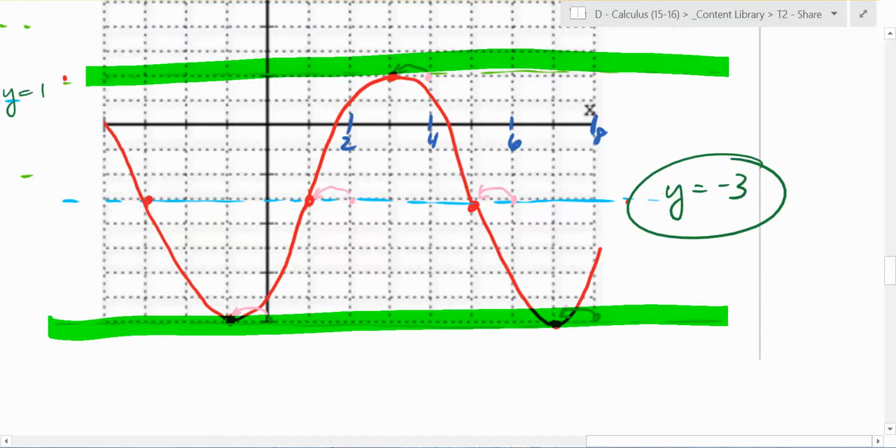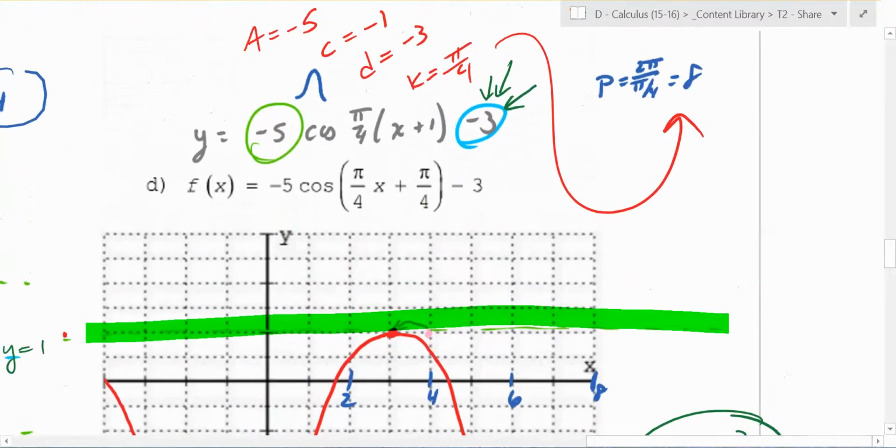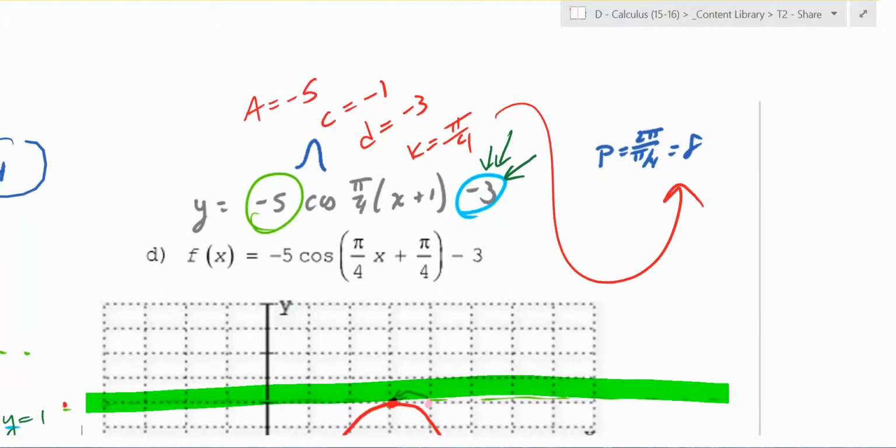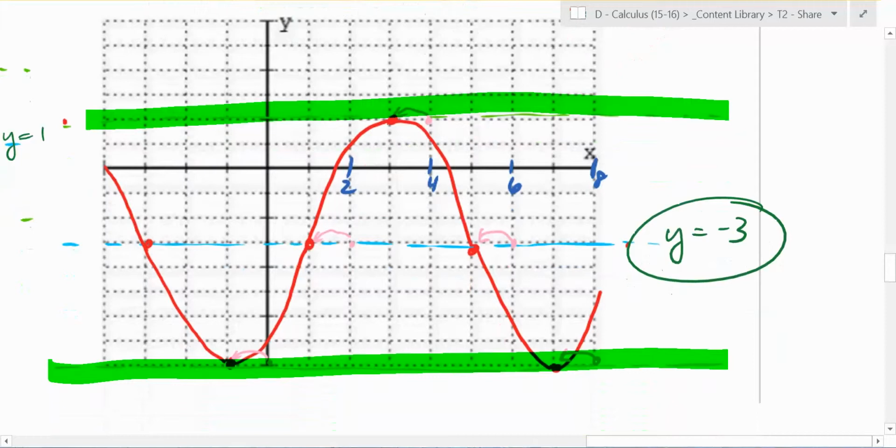That's our amplitude. Where's it going to start? You shift it how far, which direction? What's our c value? -1. So that means how far to which direction? One to the left. So instead of starting here, where's it going to start? To the left.